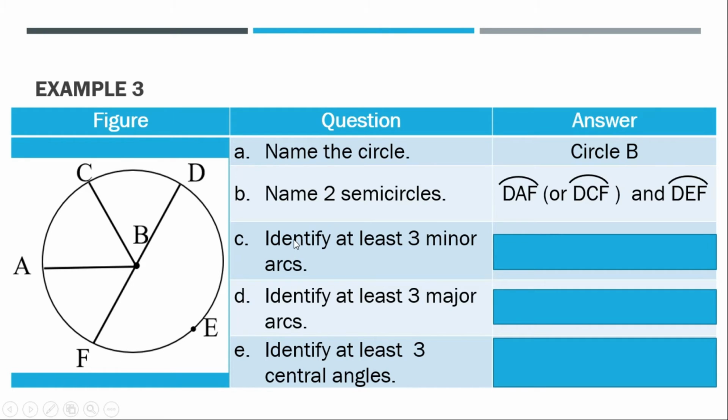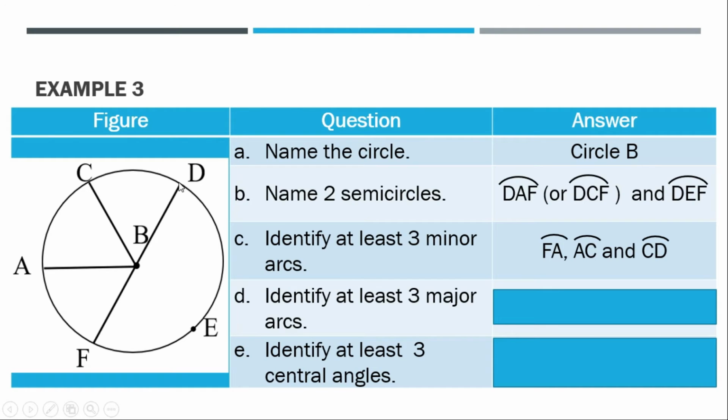Pero dito, ang tanong lang, let's identify at least 3 minor arcs. Ayan, so meron tayong arc FA, arc AC, and arc CD. Pwede ding arc DE, pwede ding arc EF. Okay? Next is, let's identify at least 3 major arcs. So, kung yung minor arc ay less than semicircle, ang major arc naman is more than semicircle. At pinapangalanan siya, 3 letter din, tulad ng semicircle. Okay? So, dapat mas malaki kaysa sa semicircle.